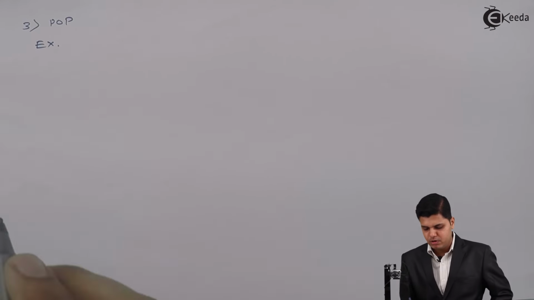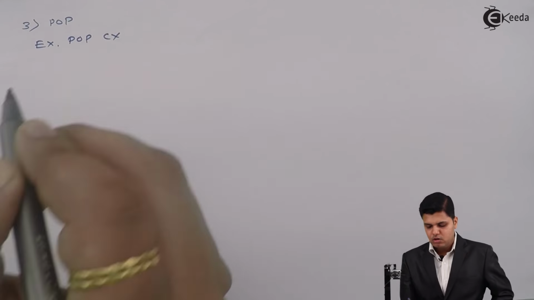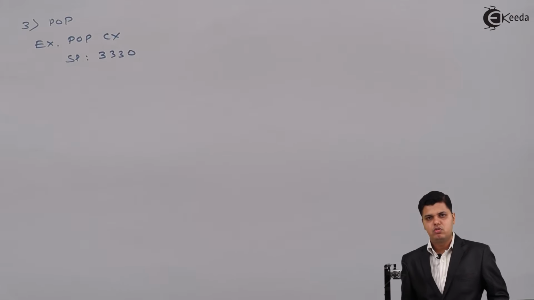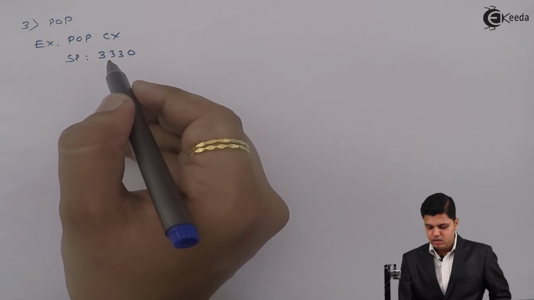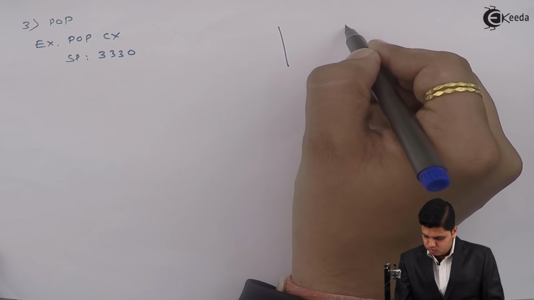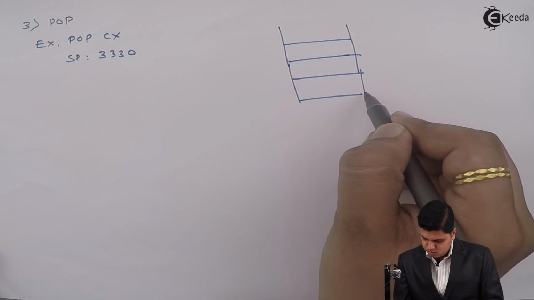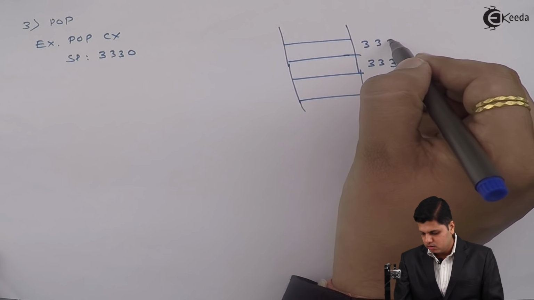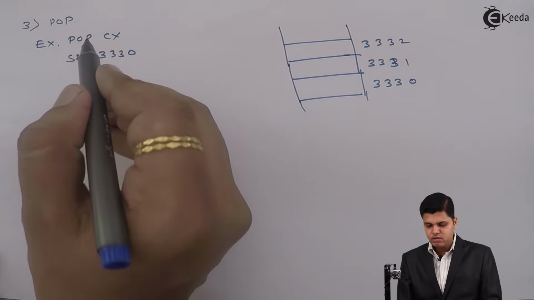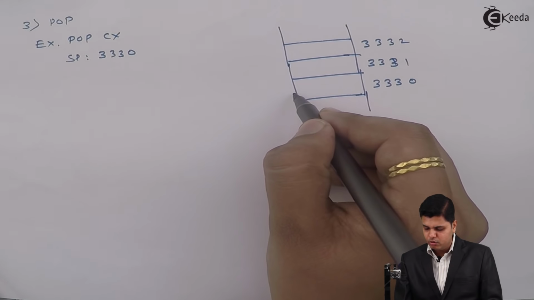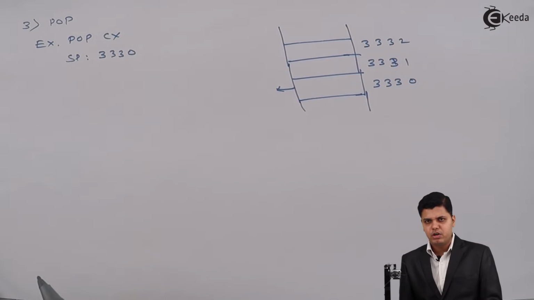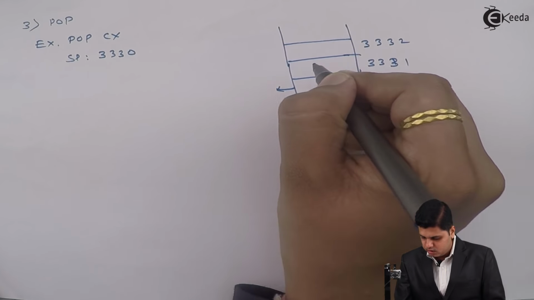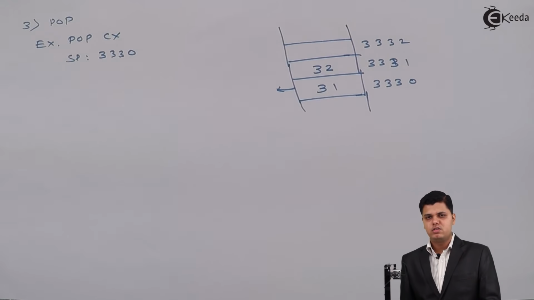We will see the operation with the help of an example. Let's say I have written POP CX and the current contents of the stack pointer is 3330. So this is the current top of the stack, and these contents will be copied to the CX register. This is the location 3330. Above that there will be 3331, 3332 and so on in incrementing fashion. After this pop instruction, these contents will be copied to the CX register because the current stack pointer is 3330. If I take this value as 31 and this value as 32, these values will be moved to the CX register after the pop operation.